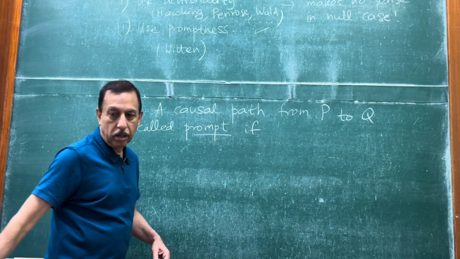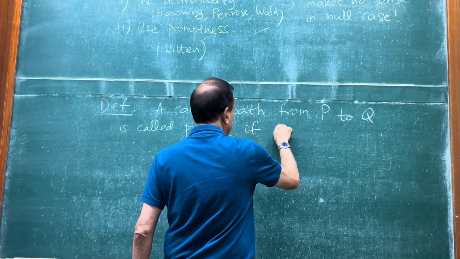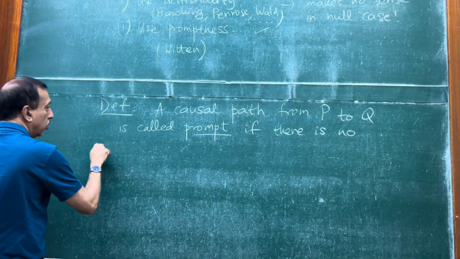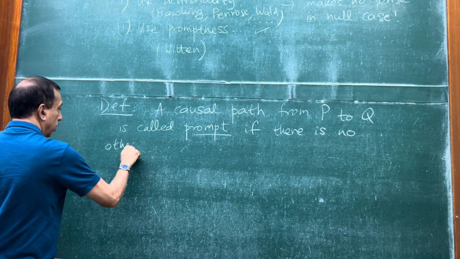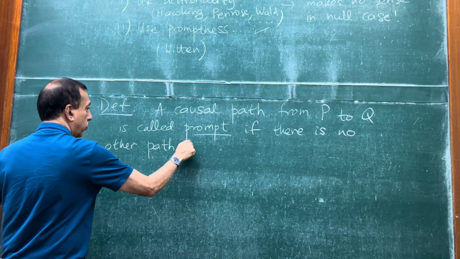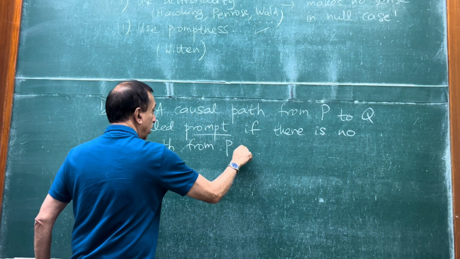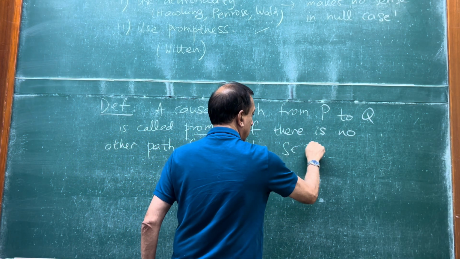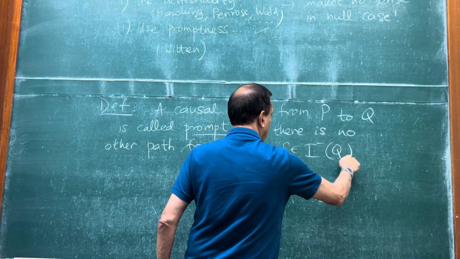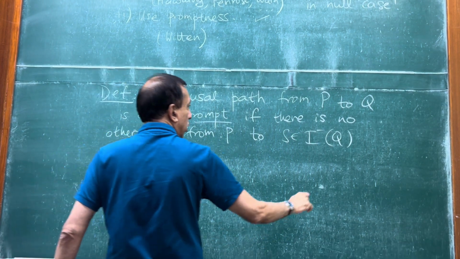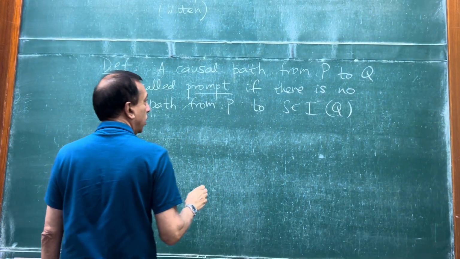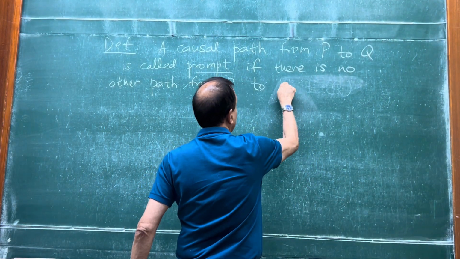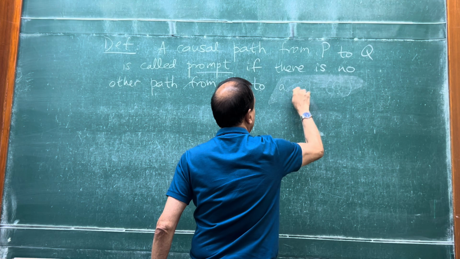if there is no deformation, I would rather say there is no other path from P to a point, not from P to Q, but from P to a point S, which is in the chronological past of Q. And usually people say, let's just make it a little more detailed and I'll explain it word by word, to a point, to a nearby point.